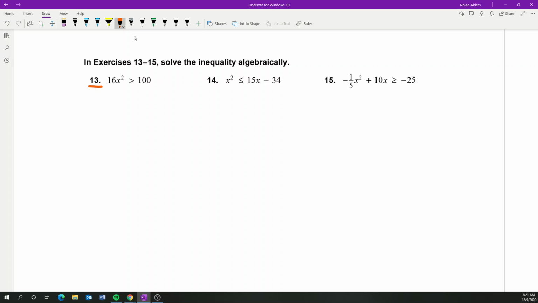But the main idea is to solve the corresponding quadratic equation. So we're going to solve 16x squared equals 100. We're going to temporarily replace our greater than sign with an equal sign and solve that equation. So we'll divide by 16. So x squared equals, let's see, 100 divided by 16 is 6.25.